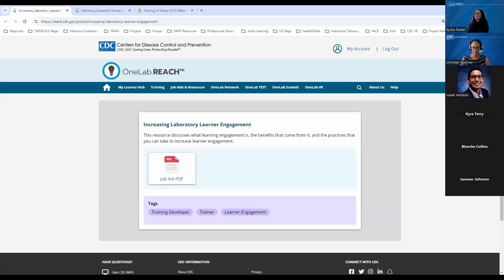On screen, when you either click the link or scan the QR code, you will be brought to the OneLab Reach page where you can download the job aid. As you're seeing on screen, we are about to download the job aid for increasing laboratory learner engagement.